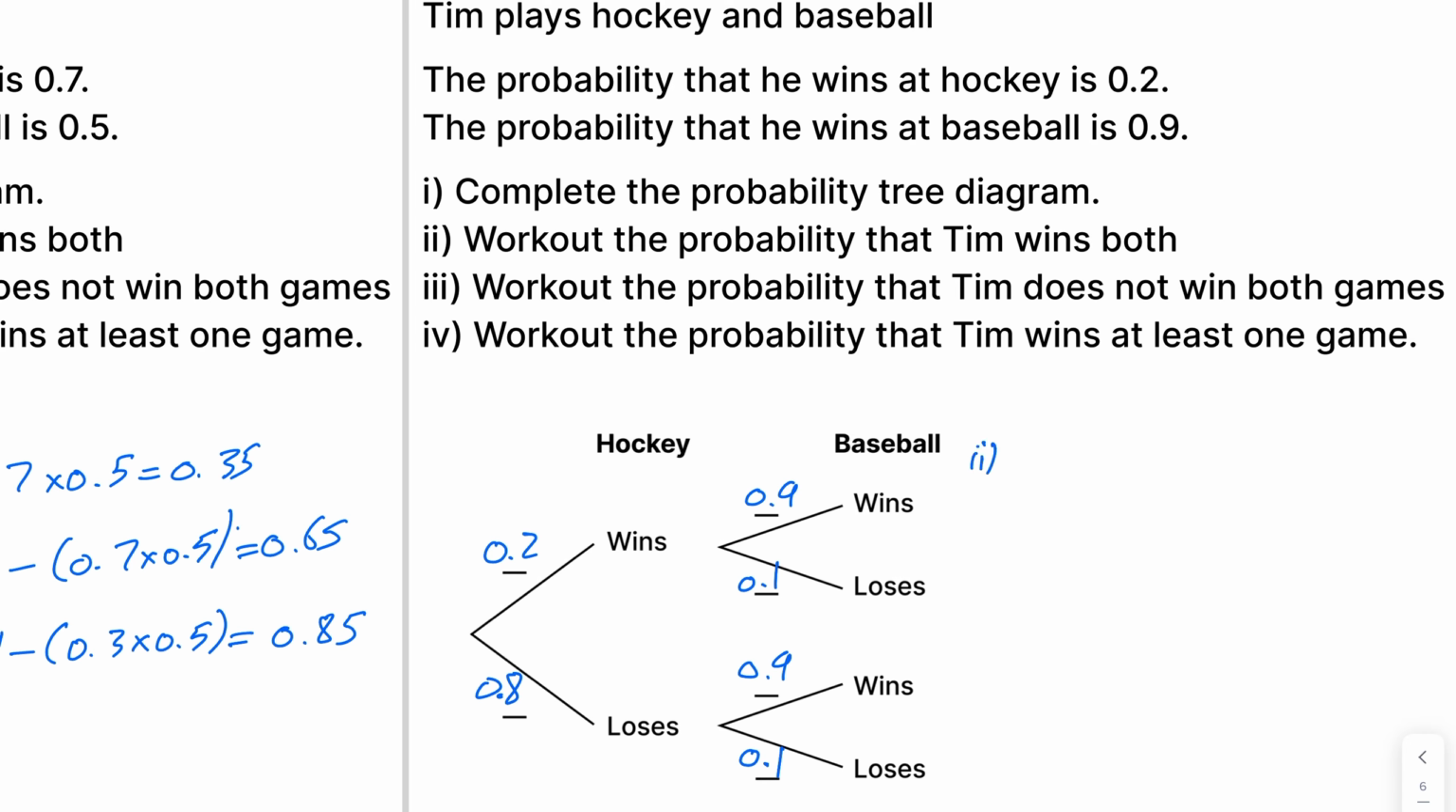And with part two, work out the probability that Tim wins both. So that's saying essentially what's the probability of this happening. That's a win and a win. That's 0.2 times 0.9, which is 0.18.